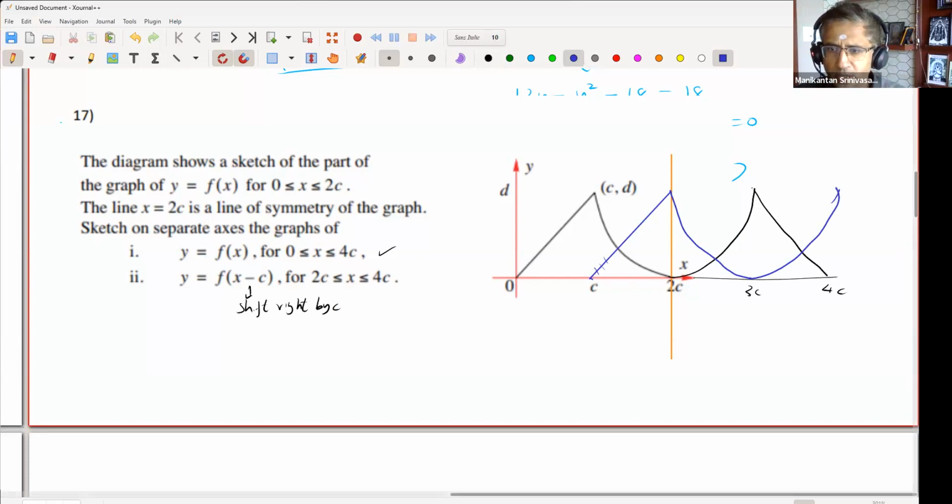Okay, so this portion I don't even need to plot, right? I only need to plot from 2c to 4c for the second part. So sketch the graph from 2c to 4c. It'll just be the curved part alone.